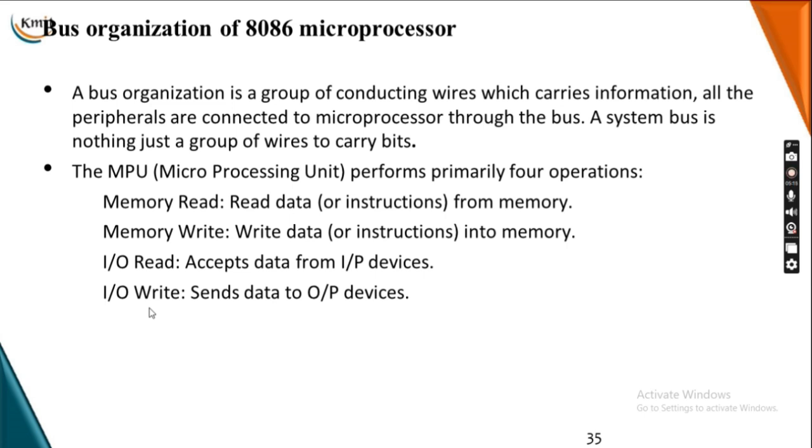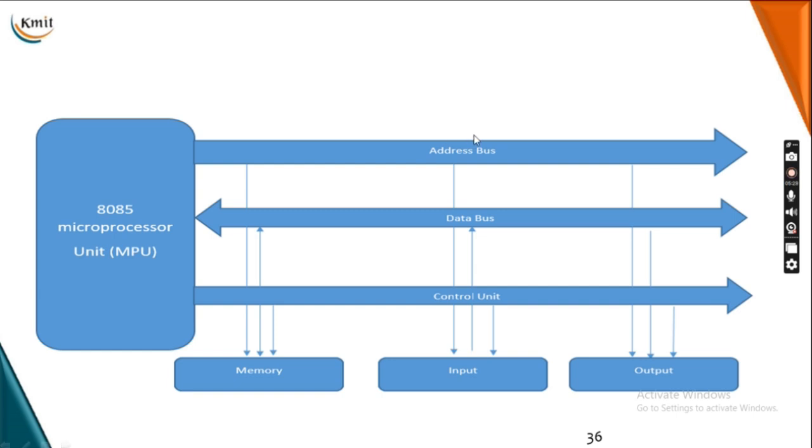So how will they be performed? With the help of buses, the different types of bus we have. We have 3 types of buses, which are address bus, data bus and control bus. These 3 are the different buses we have in our 8086 microprocessor. Sorry, here I have written 8085, but it is 8086. Okay, so address bus, data bus, control bus.